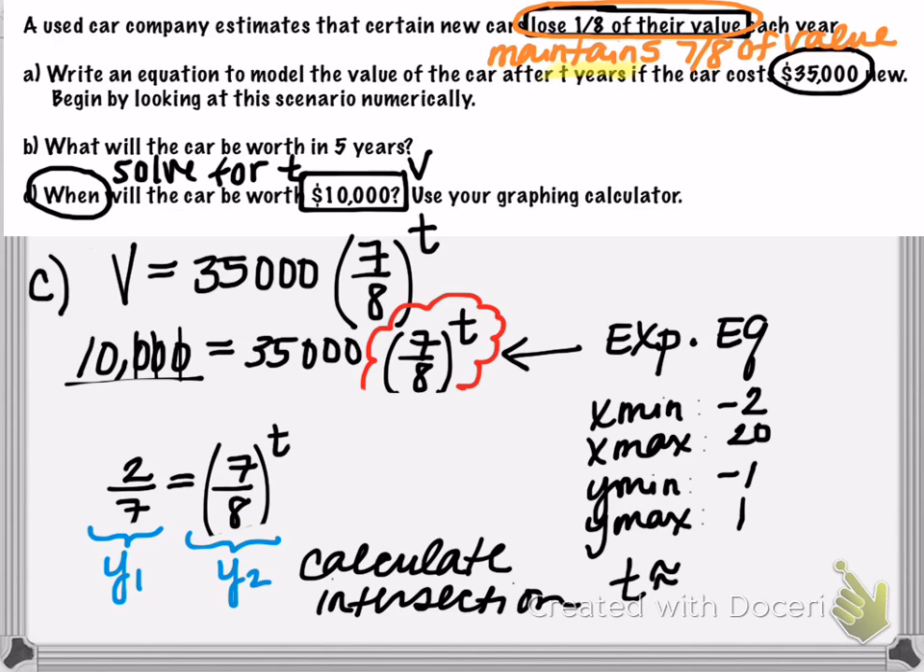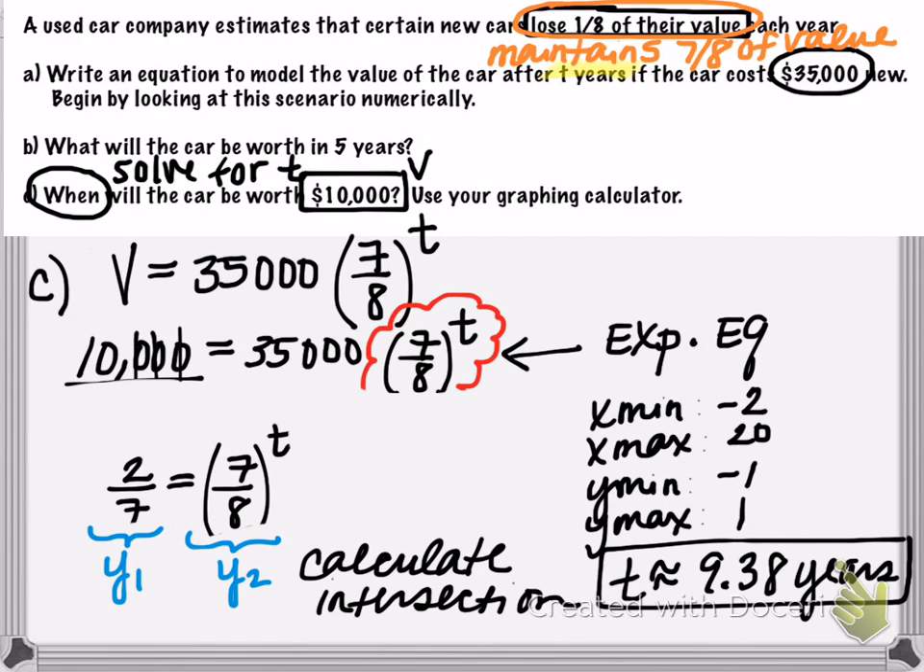So that would be my t value. It's t on our paper, but that's in the calculator the same as x. So t is approximately 9.38. And then looking at your variable key, remember, t was time measured in years. So it's going to take approximately 9.38 years for the car to be worth $10,000. So that's how you would solve this exponential equation graphically, since we couldn't get the bases to be the same and use the uniqueness property.